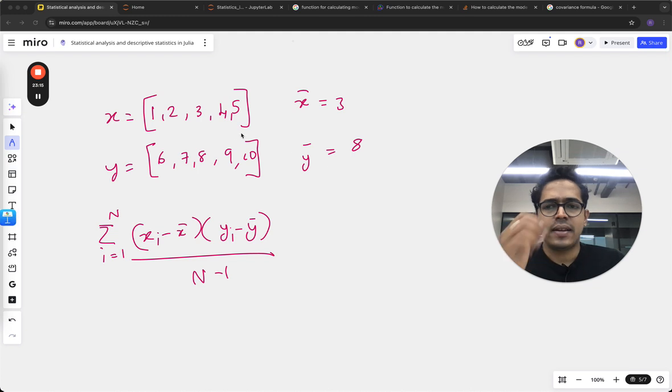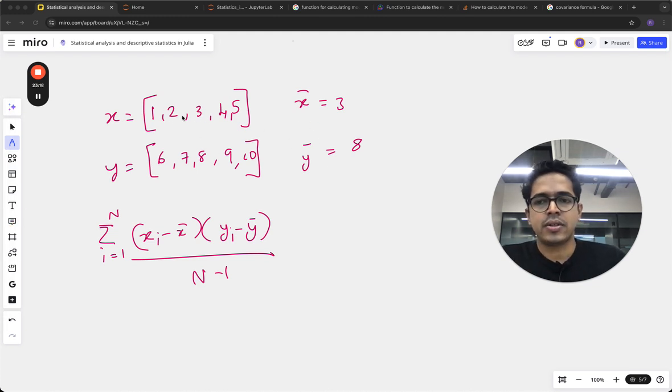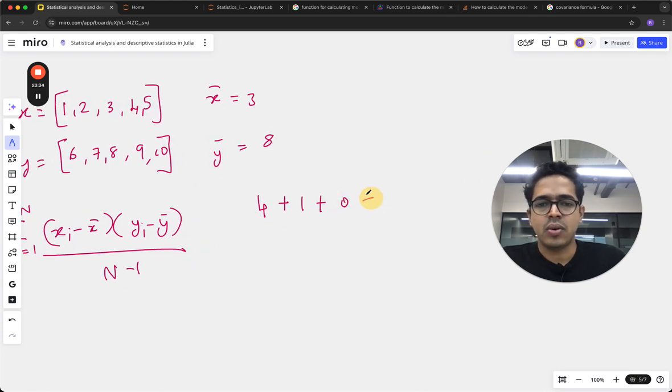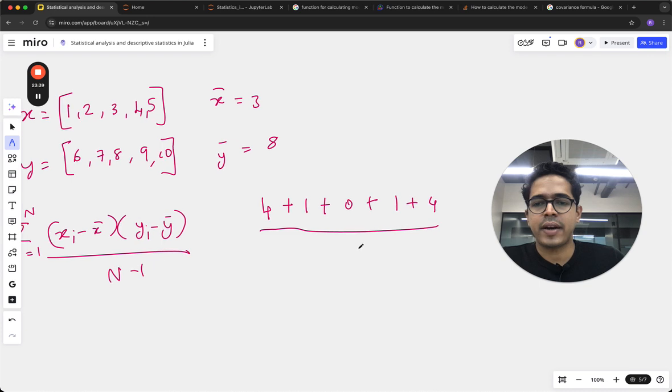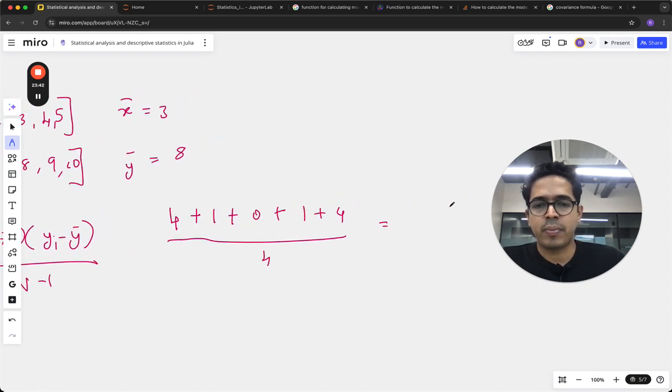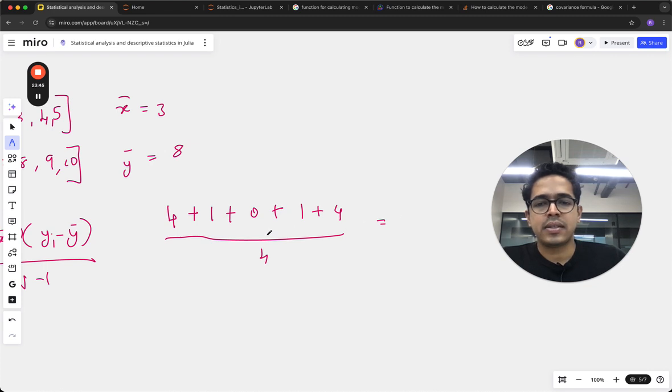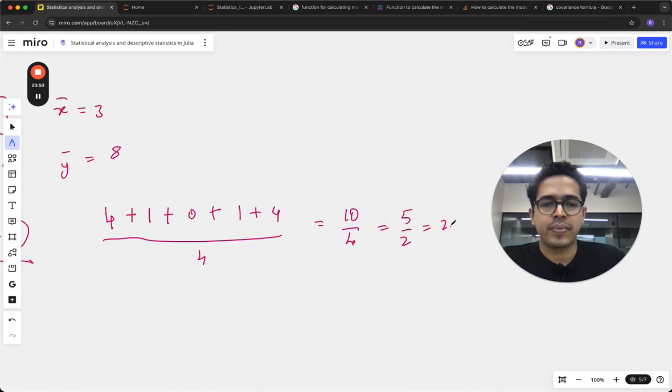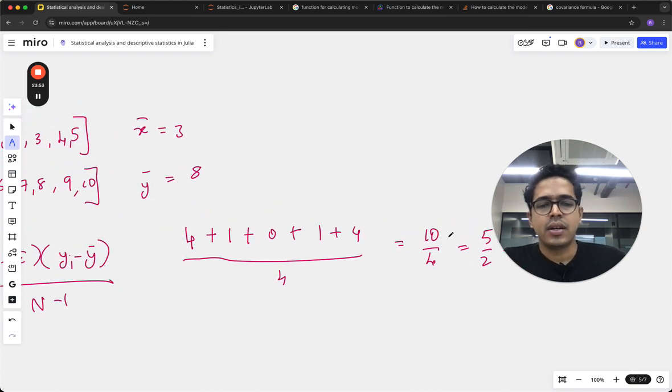So I think we can relatively easily calculate this, because 1 minus 3 is minus 2. Here also it's the same, so it's minus 2 times minus 2, 4. So the first set of multiples will be 4, plus minus 1 times minus 1 is 1, plus 0, plus 1 plus 4, divided by 5 minus 1, this is 4. So this will be 4 plus 4, 8. 8 plus 2, 10. 10 divided by 4 equal to 5 by 2 equal to 2.5. So this is the covariance.